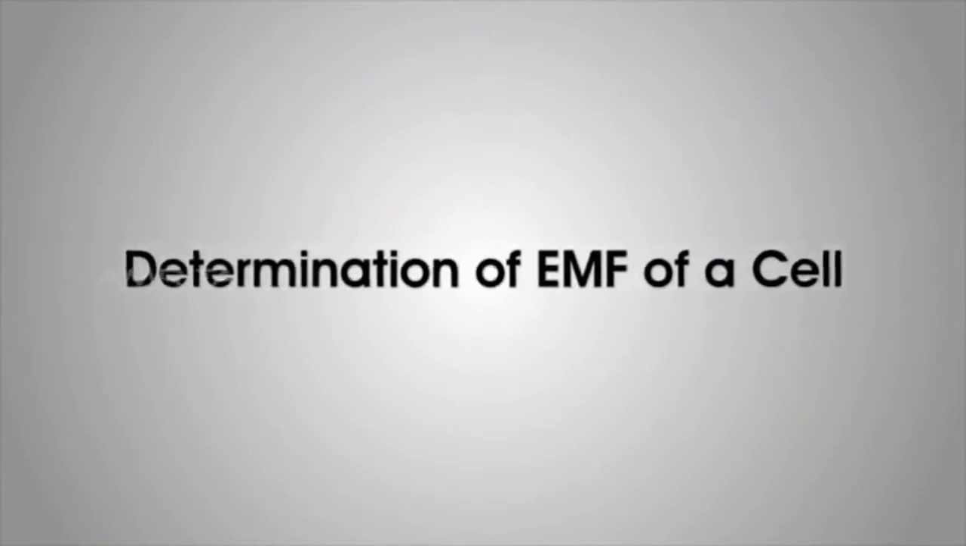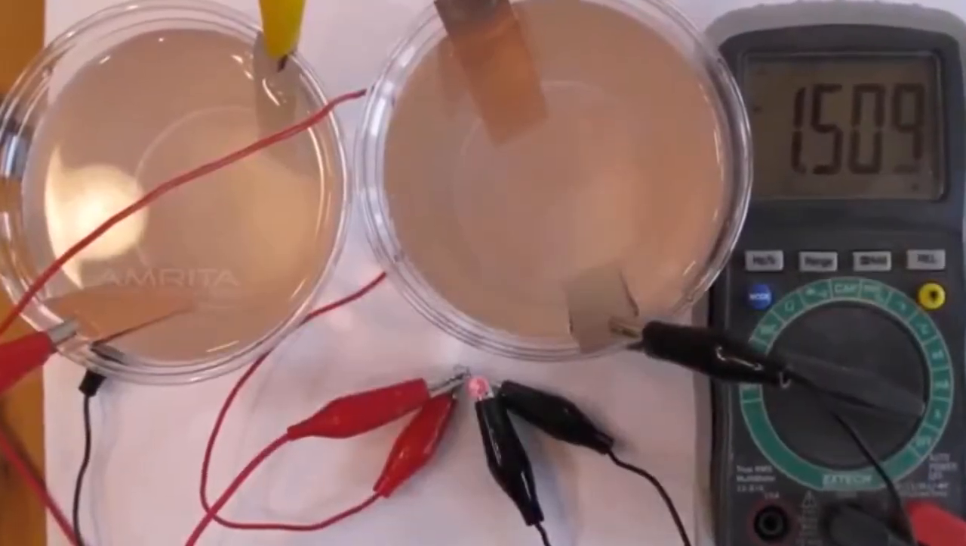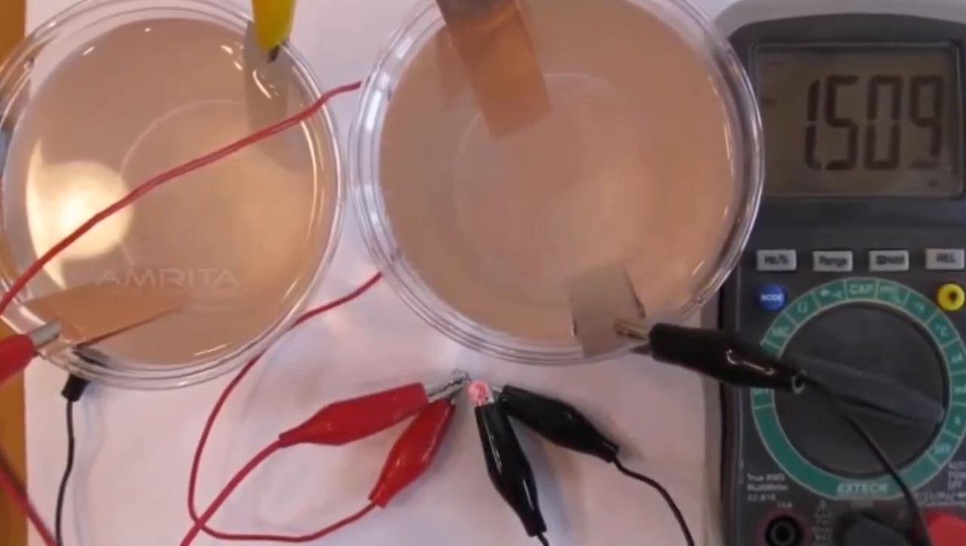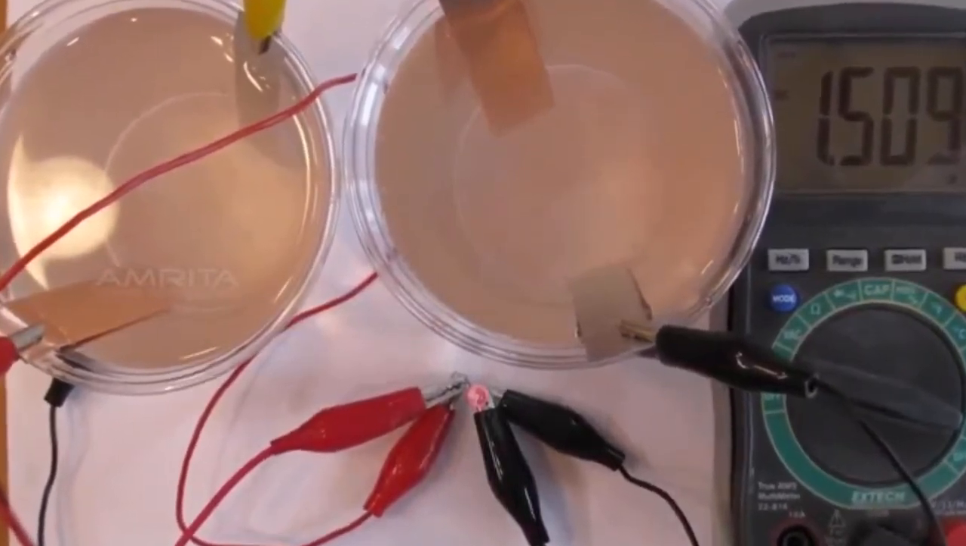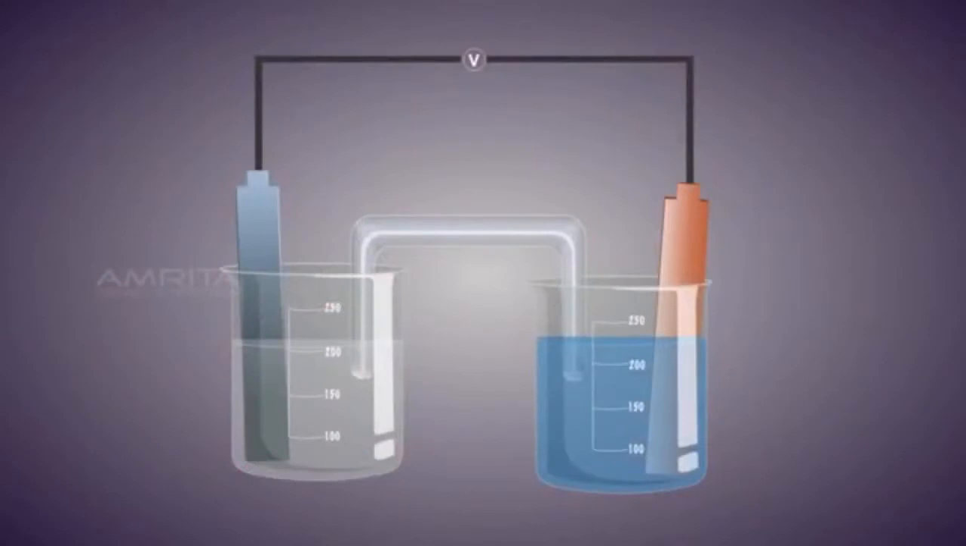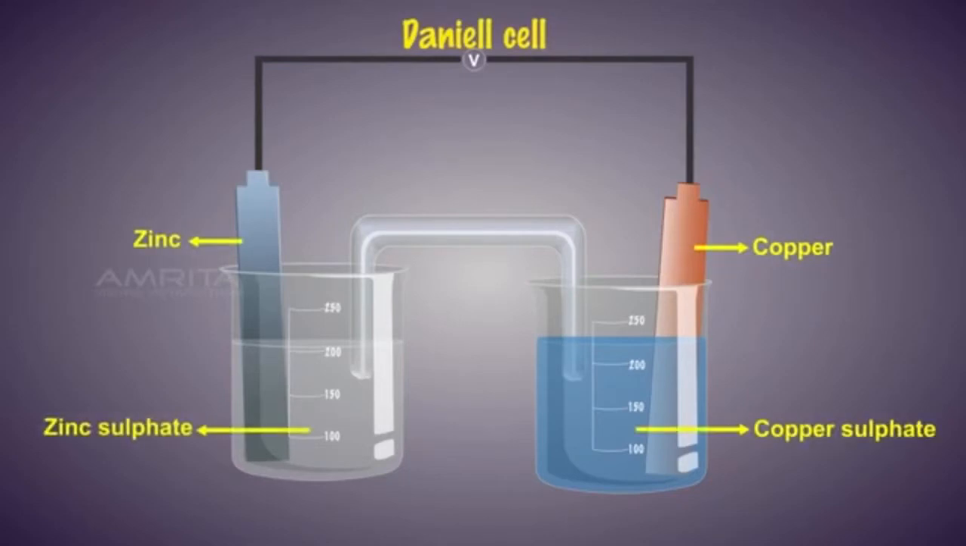Determination of EMF of a cell. The device which produces electrical energy from a chemical reaction is called an electrochemical cell. The best example of an electrochemical cell is the Daniell cell, in which copper and zinc electrodes are immersed in a solution of copper sulfate and zinc sulfate respectively.